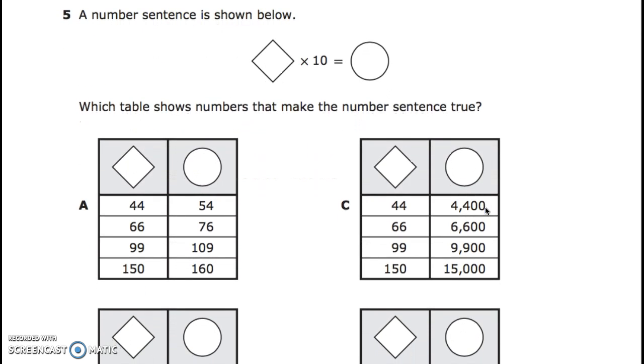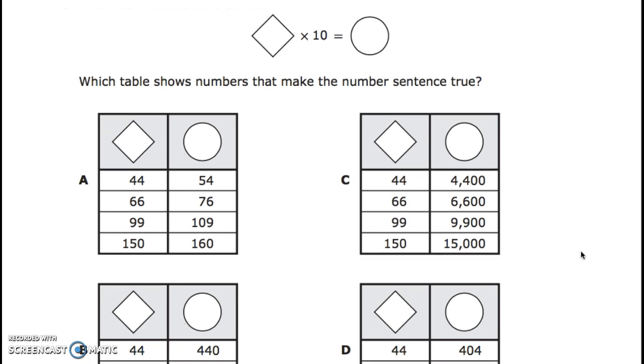Number 5. A number sentence is shown below. Blank times 10 equals blank. Which table shows numbers that make the number sentence true? Pause the video now to work the problem.